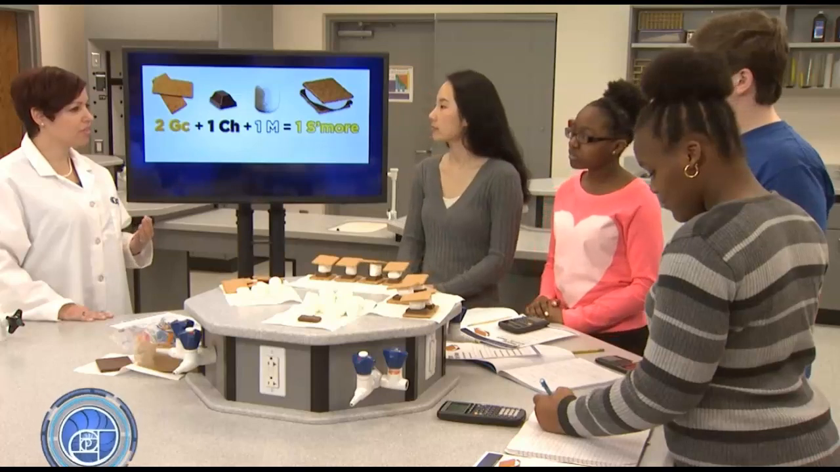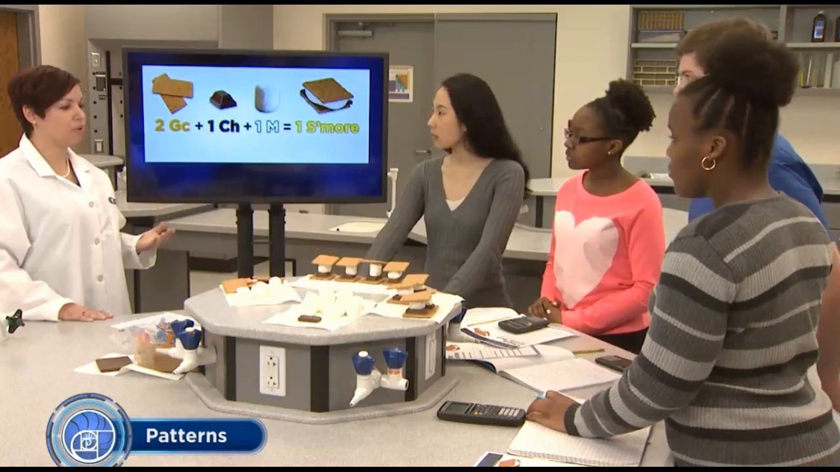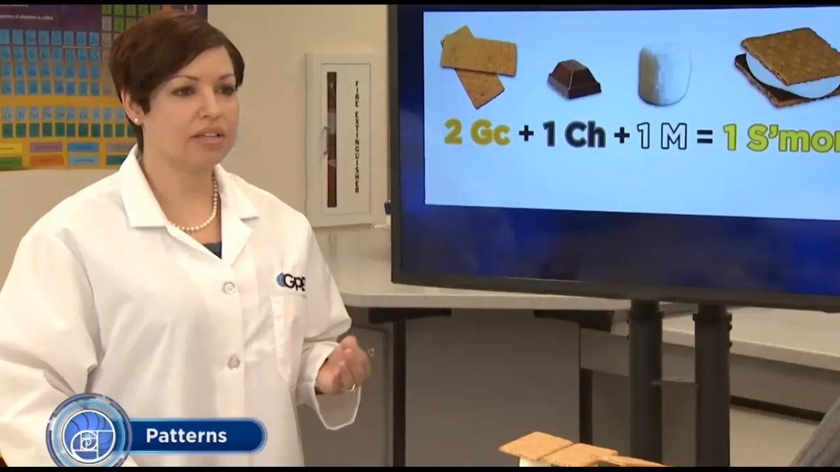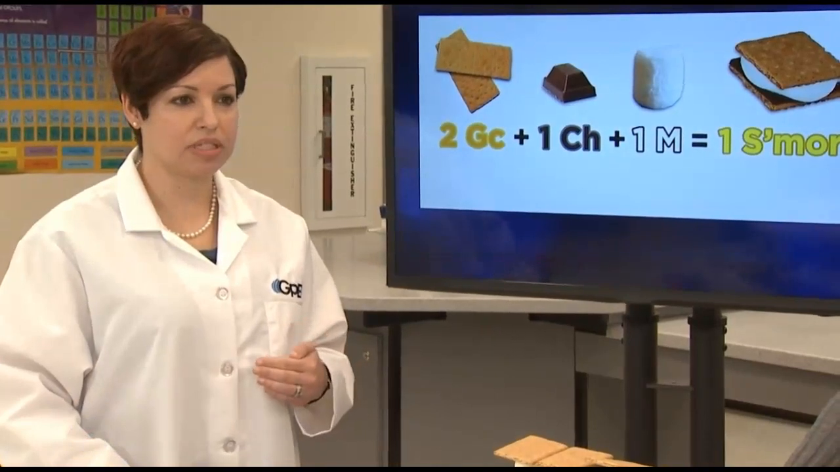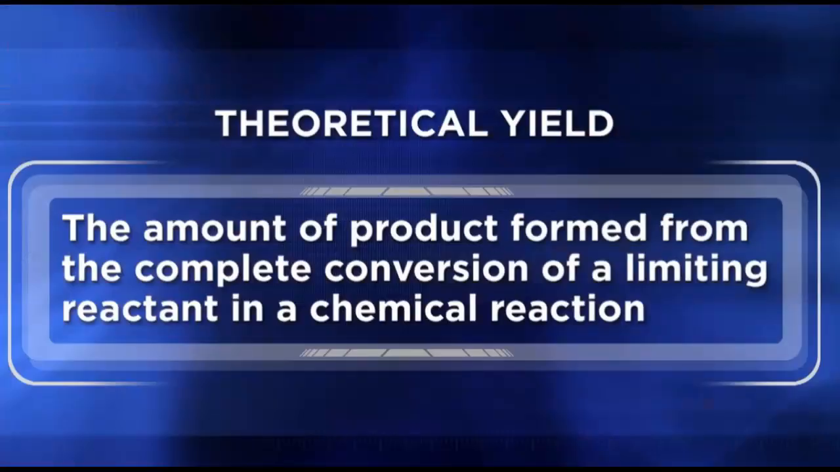Exactly. So chemists sometimes have to determine which reactant is the limiting one in a reaction in order to determine the amount of product that can be formed. This amount of product that can be formed is known as the theoretical yield. Theoretical yield is the amount of product formed from the complete conversion of a limiting reactant in a chemical reaction.